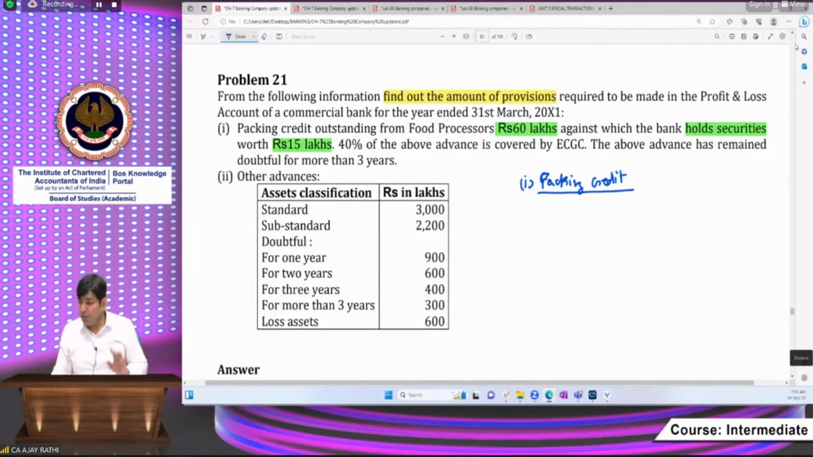For this loan, our amount is there. How much amount is there? The amount outstanding is rupees 60 lakh. So 60 lakh is the asset for the bank, for which the secured part is there. How much? The secured part is 50.